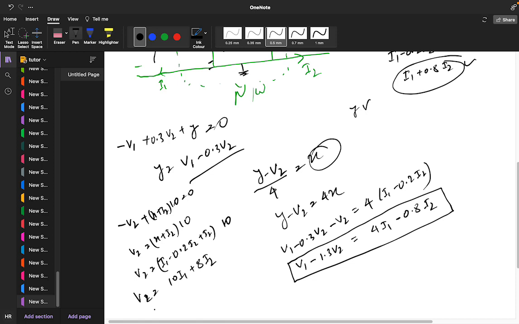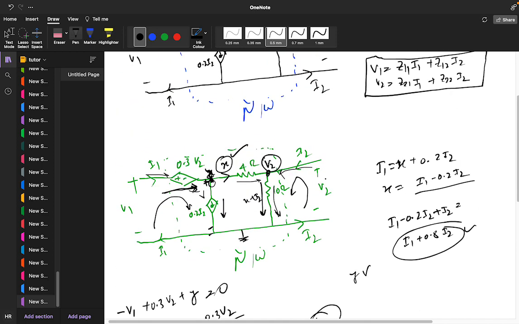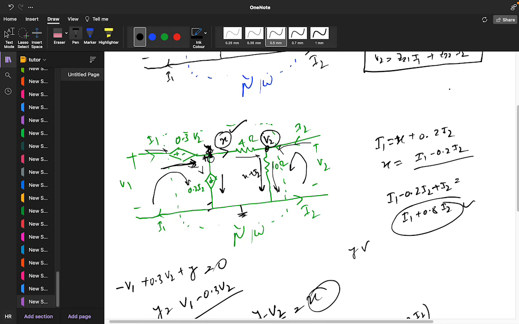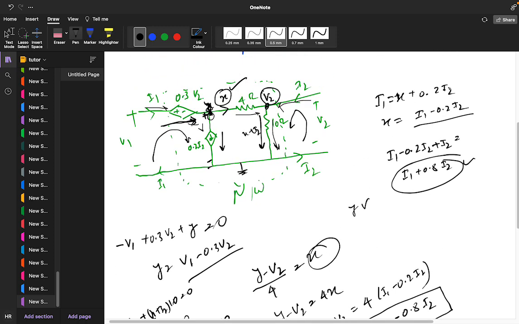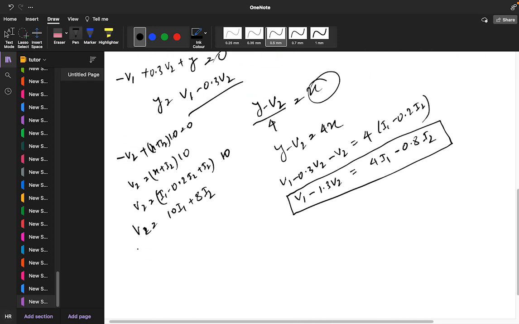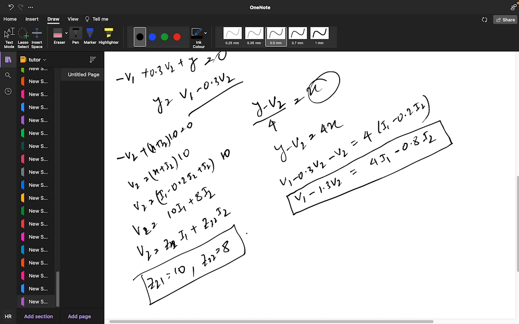So this equation is similar to the standard equation now. v2 equals z21 I1 plus z22 I2. Am I right? v2 equals z21 I1 plus z22 I2. So you know the value of z21, that is 10, and z22, that is 8. Okay, you got the result.